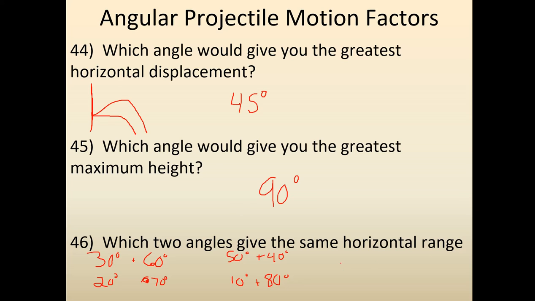Their heights will end up being different. So if you shot something at 30 degrees versus 60 degrees, the heights that they reach will be different, but they will end up landing at the same spot. Again, it's because of the symmetry. The object will start going further and further. Once you hit 45, it starts to recede back at the same rate. And 30 and 60 are equally distant from 45, so they have the equal horizontal displacement or horizontal range.